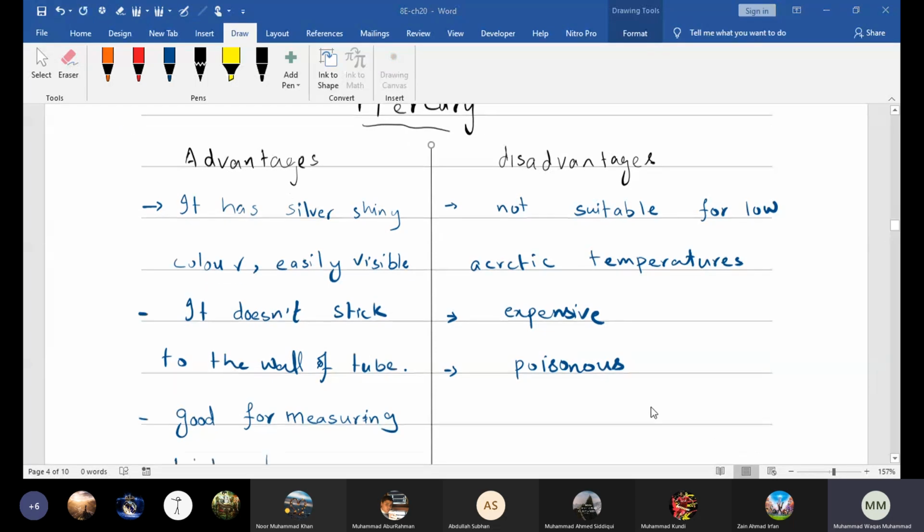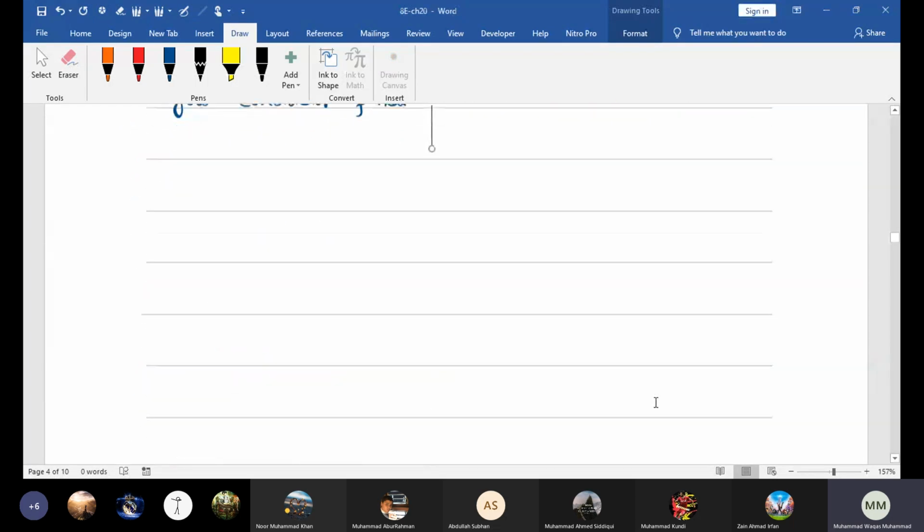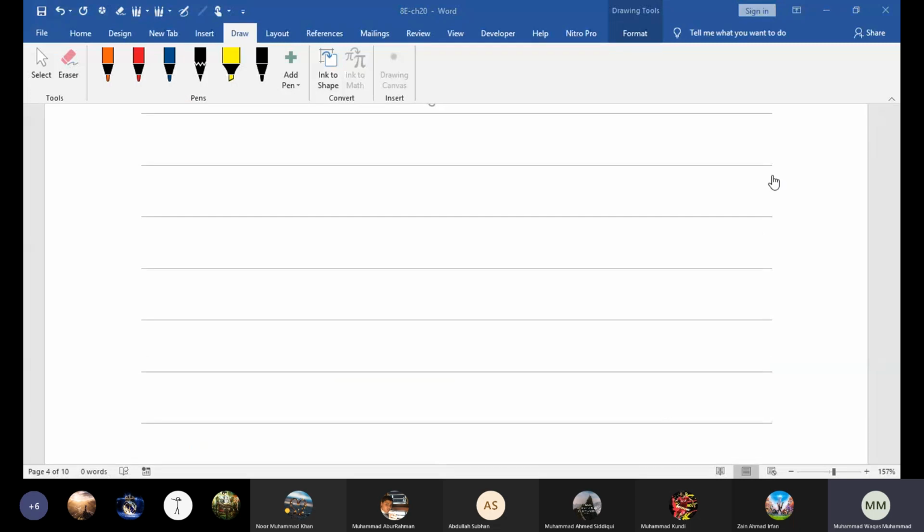Next, beta, we're going to do the advantages and disadvantages of alcohol. An advantage of alcohol is that it is good for measuring very low temperatures. A disadvantage of alcohol is that it is not good for measuring high temperatures. Shabash.